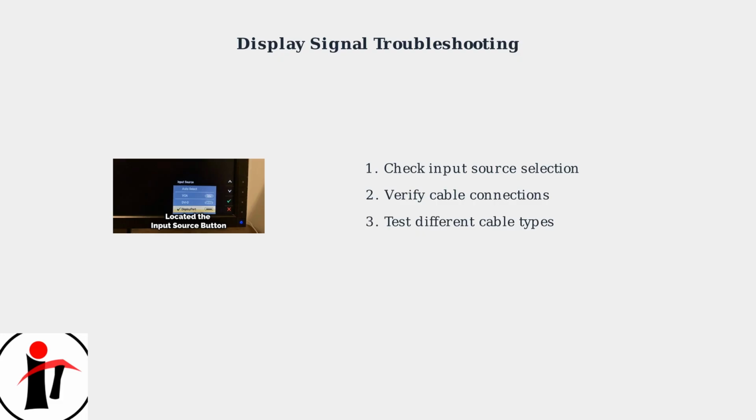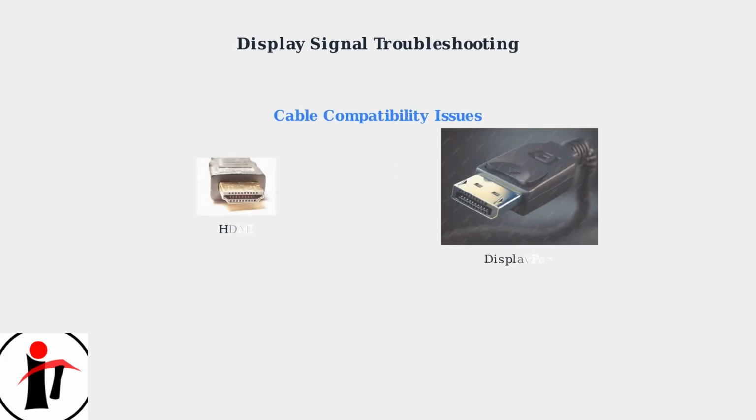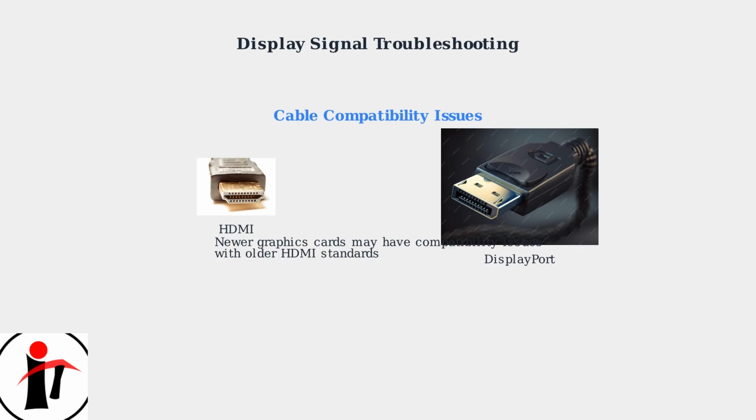HDMI and DisplayPort cables can fail, and testing with an alternate cable quickly identifies cable-related issues. Cable compatibility is a common oversight. Newer graphics cards with HDMI 2.1 outputs may have issues with older HDMI cables or monitors that only support earlier HDMI standards. DisplayPort often provides better compatibility for high refresh rates.